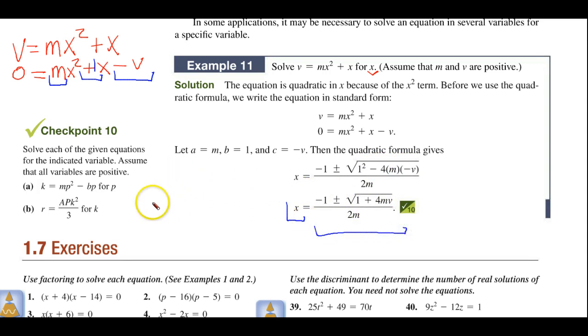Okay, well, you're going to have plenty of examples to do and to hone your skills, and hopefully can memorize the quadratic formula. Lots of things in this section.